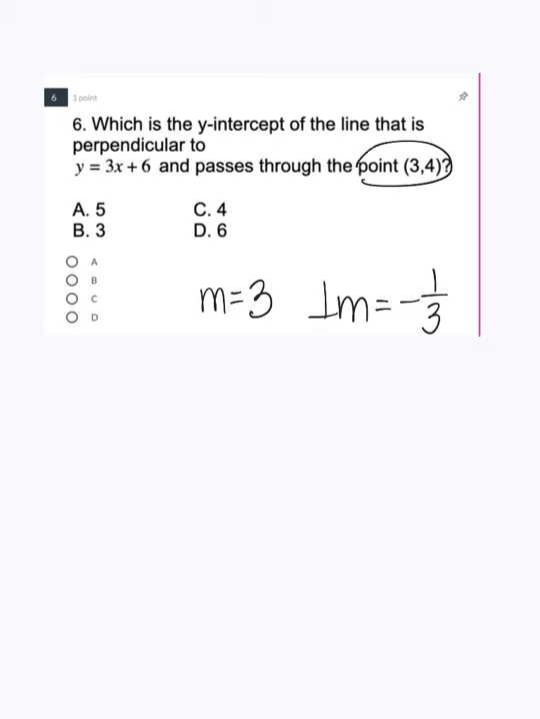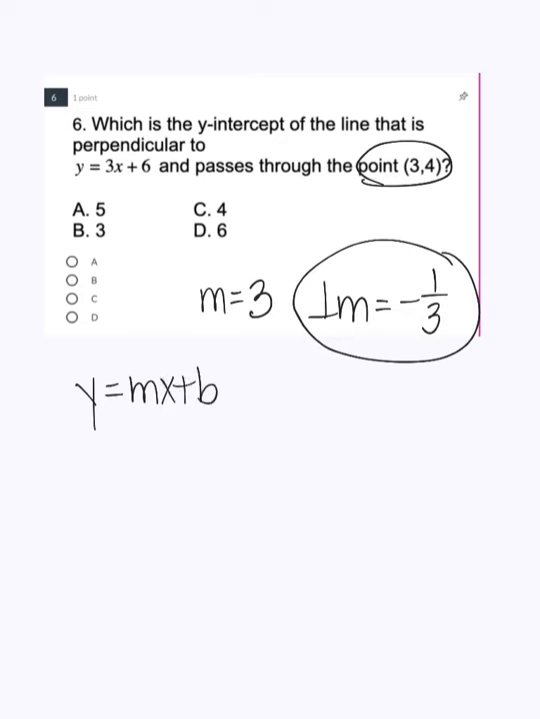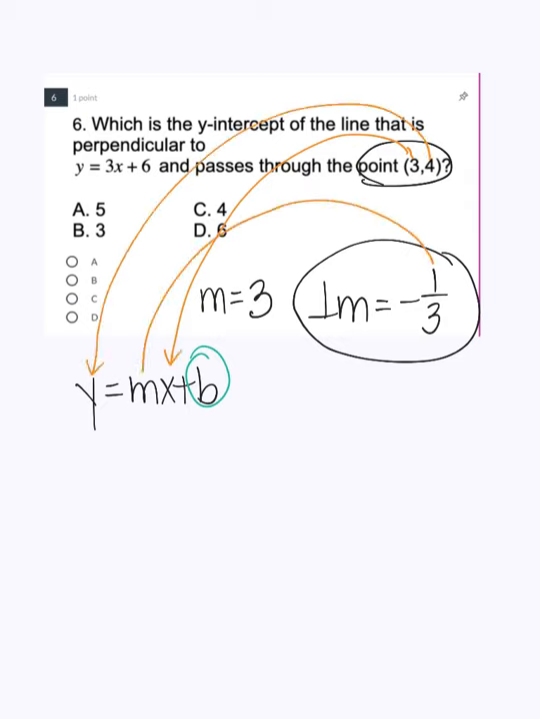So we're going to use the point and my perpendicular slope to find my y-intercept. And we're going to do that by using y equals mx plus b. So we're going to solve for b, but before we can do that, we've got to plug in our information. We're going to take our x value, plug in the x spot, take our y value, plug in the y spot, and take our perpendicular slope and plug in the slope spot.